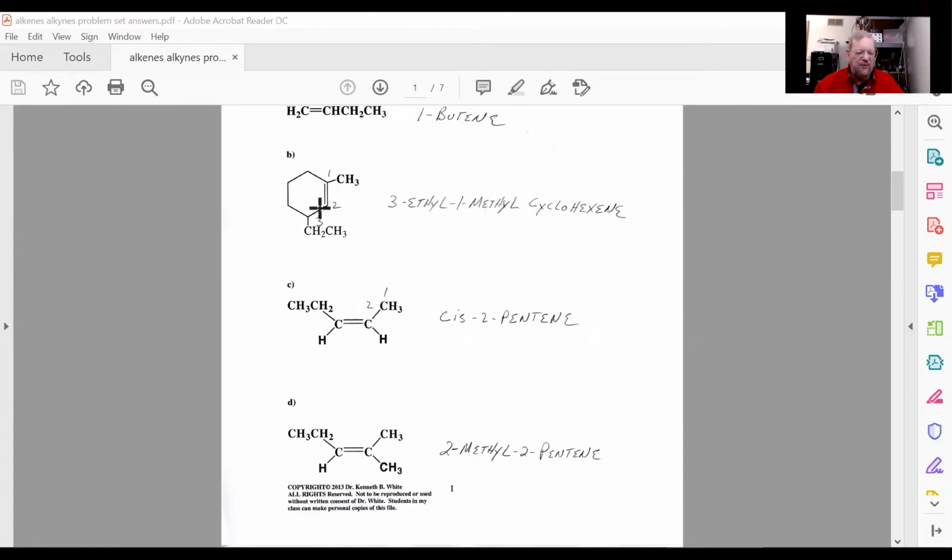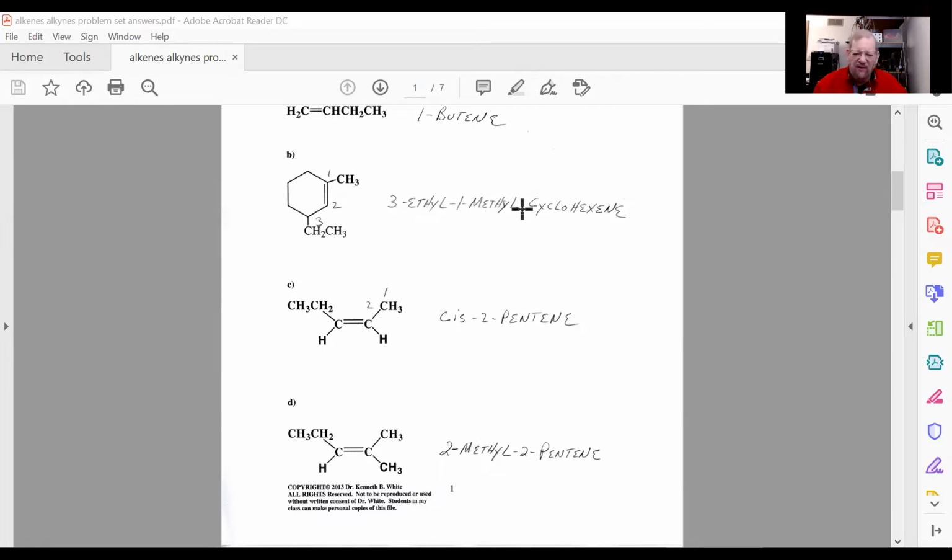And if we look at B, a ring, we have a double bond. Now in a ring, one of the carbons always has to be 1, the other has to be 2, and you number it in such a way that the alkyl groups also have the lowest numbers. So this is a 6-membered ring, cyclohexane. Don't forget the cyclo for rings. Cyclohexane becomes cyclohexene because one of the carbons of a double bond is 1, the other 2 in a ring.